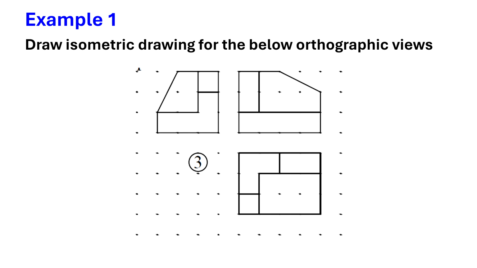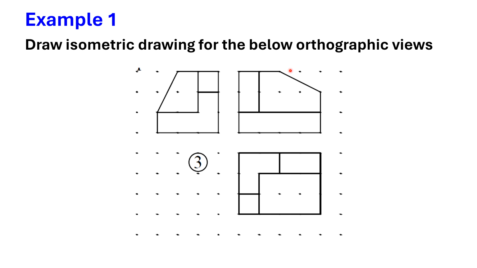Let us see some examples. Draw the isometric drawing for the below orthographic views. Here if you notice, these are the three orthographic views: the front view, top view and side view. And this is given in a grid, and the distance between one grid line and the next is 10 mm, so you can understand the dimensions of this diagram. In isometric drawing, we need to combine these three views and draw a single object, and that is our main objective. And here you need to first see the dimensions and identify the views.